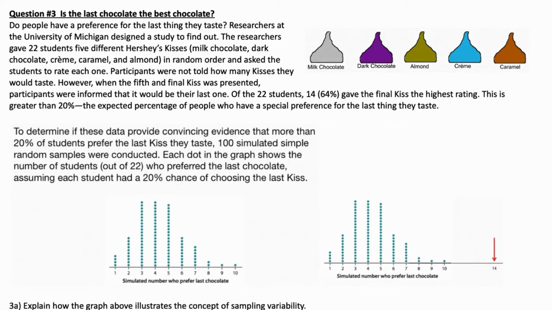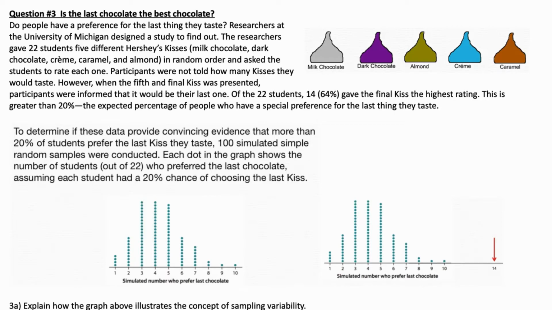Here's the solution to question number 3 from homework 3.3. So the problem reads, is the last chocolate the best chocolate? Do people have a preference for the last thing they taste? Researchers at the University of Michigan designed a study to find out. The researchers gave 22 students 5 different Hershey's Kisses: milk chocolate, dark chocolate, creme, caramel, and almond, in random order, and asked the students to rate each one. Participants were not told how many kisses they would taste. However, when the 5th and final kiss was presented, participants were informed that it would be their last one.